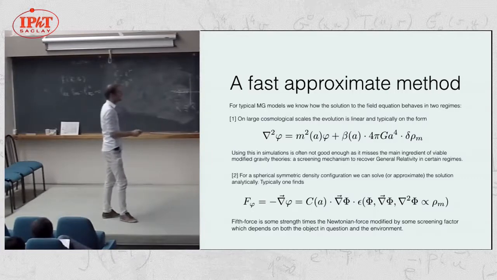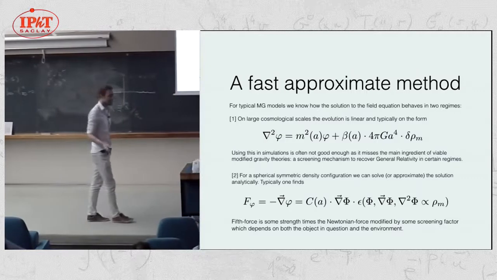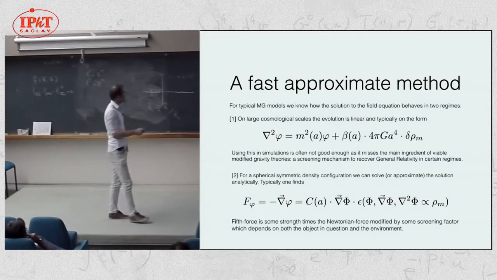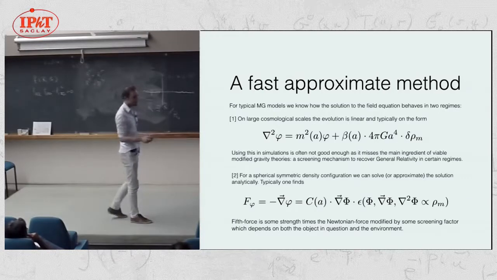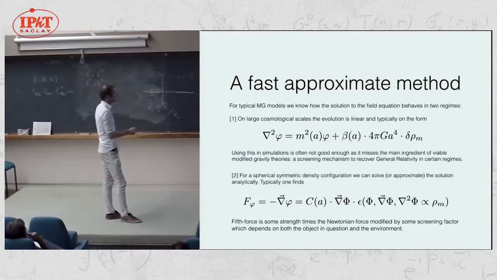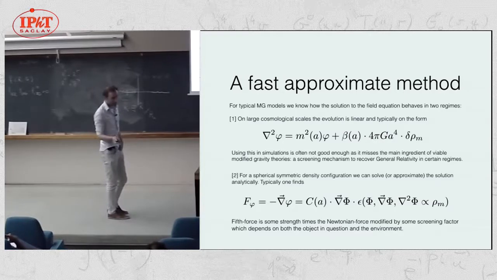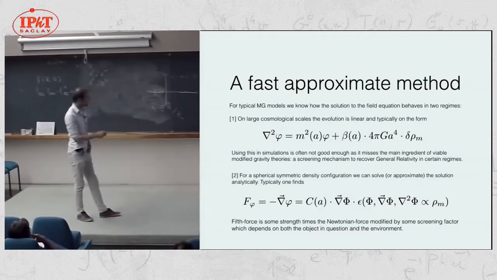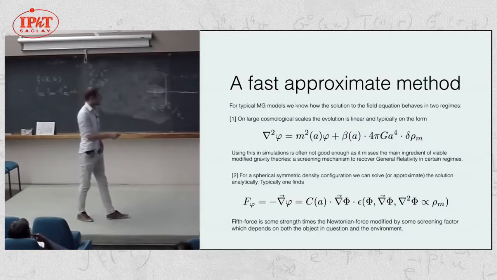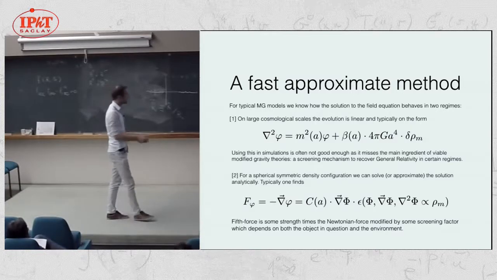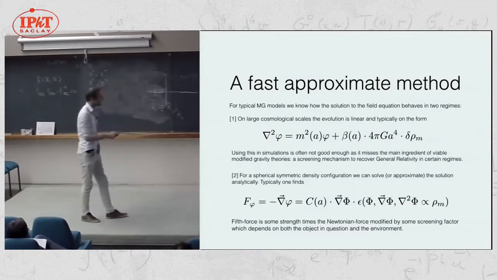However, using this in simulation is one option, but it's not good enough, as it misses the main ingredient of these modified gravity models, which is a screening mechanism. However, we also know how the solutions behave for spherically symmetric configurations. There you can almost solve it analytically or semi-analytically. And the result one typically finds is that the fifth force is just some strength times the Newtonian force amended by some screening factor, which you can compute, and which varies from theory to theory.